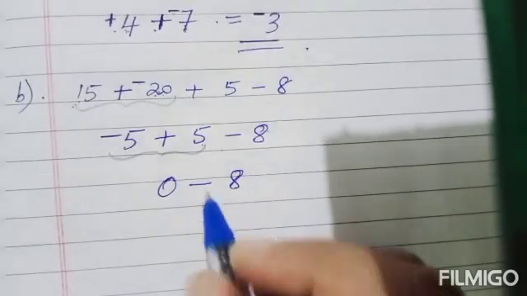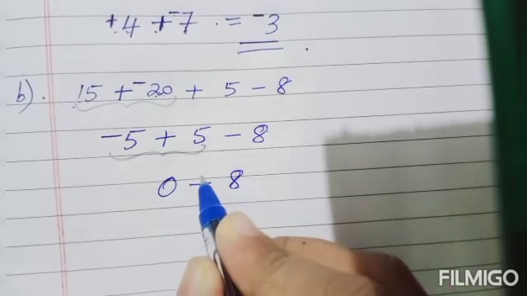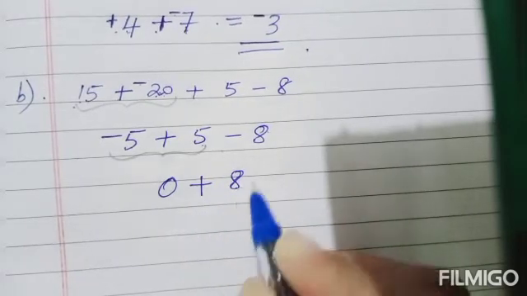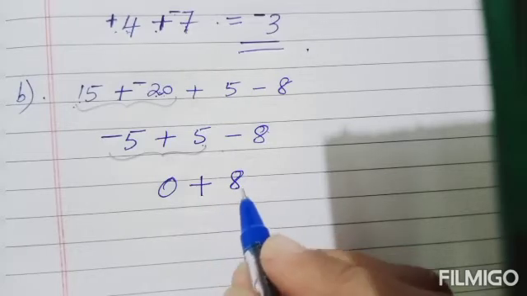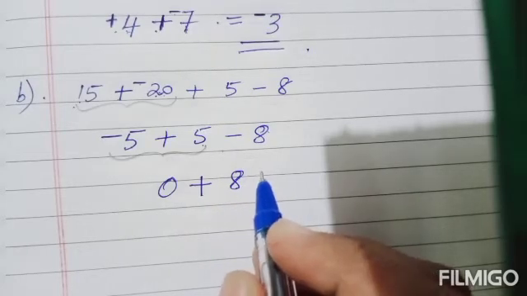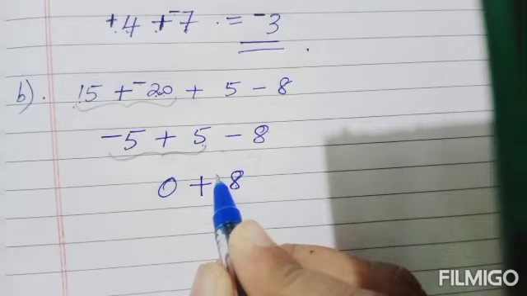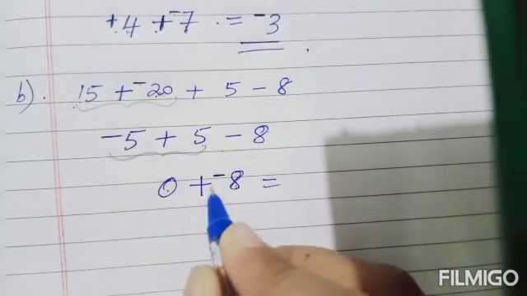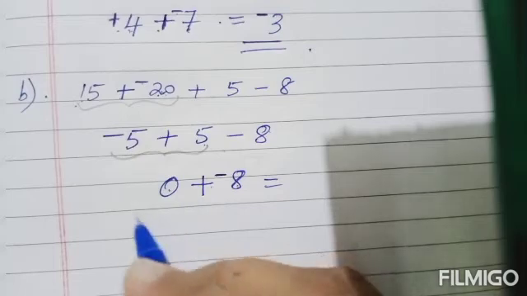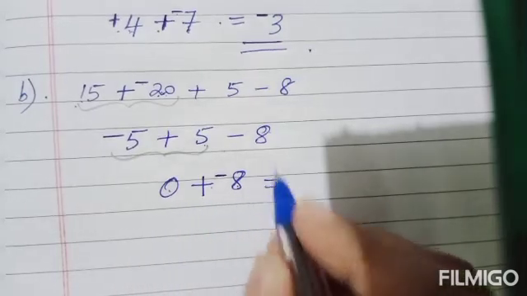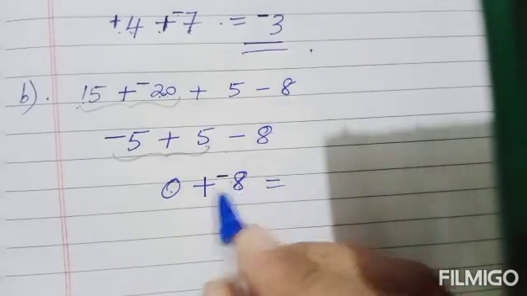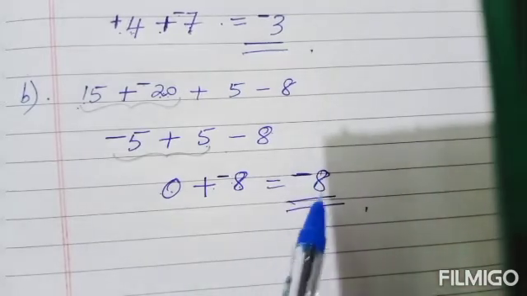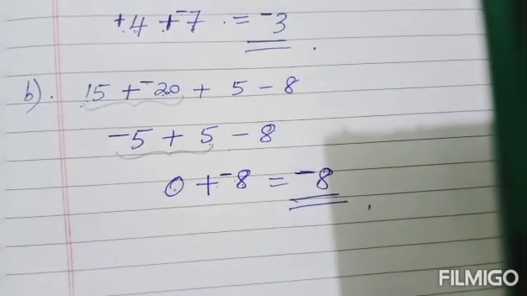Subtraction you have to do. So what to do? First change the subtraction sign to plus sign. Change the sign of the number to be subtracted. Okay, 8 will become minus 8. 0 plus minus 8. Any integer plus 0, you will get that integer itself. Minus 8 plus 0, it is minus 8. So minus 8 is the final answer.